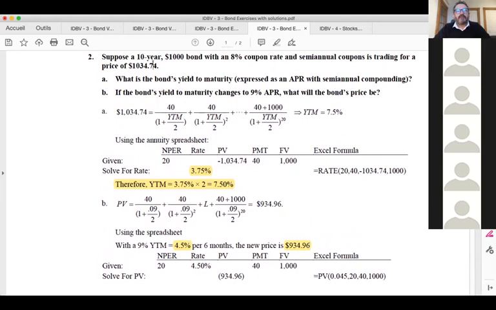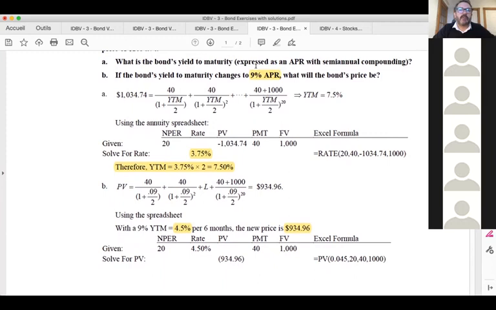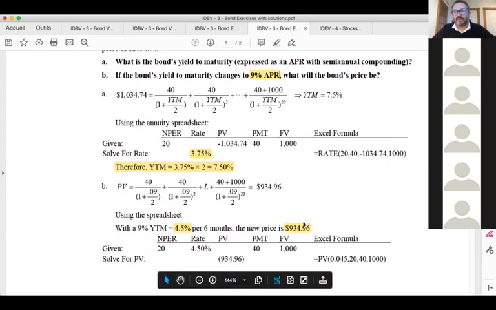than the face value, and we have a yield to maturity, 7.5%, which is lower than the 8% coupon rate. On the contrary, when it goes to 9% APR, we are higher than the coupon rate. So it means that the interest rates on the market are more favorable than the coupon rate. So it leads to a price of the bond which is at a discount, so 934.